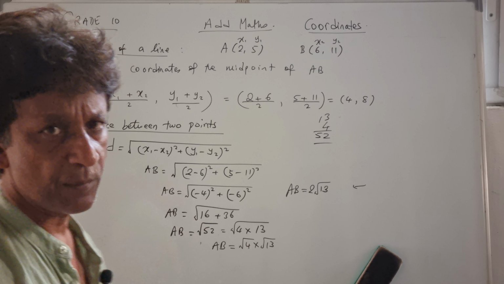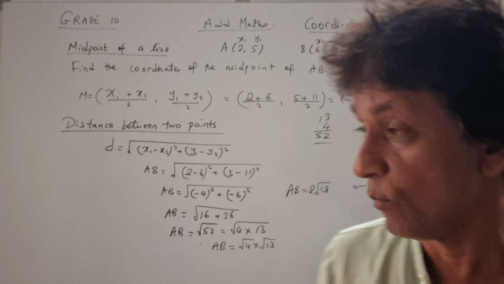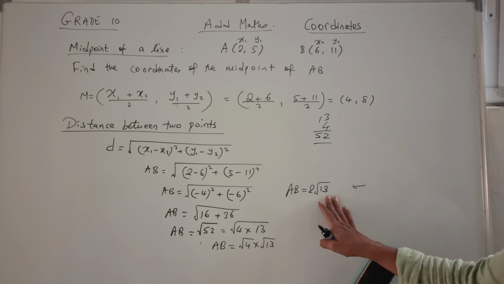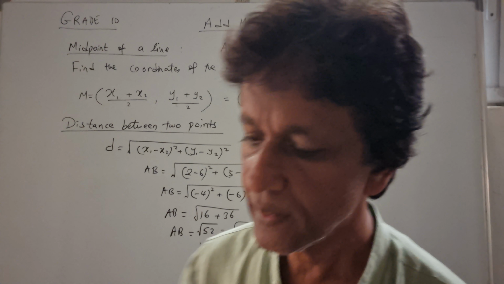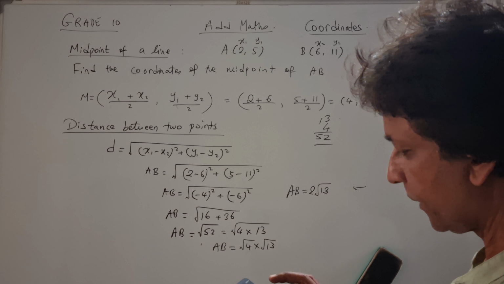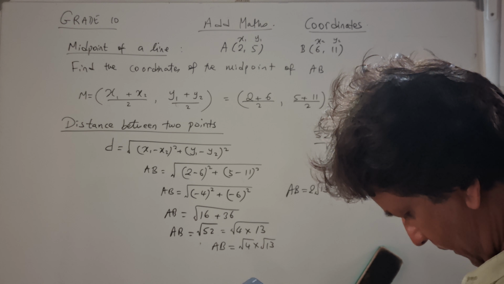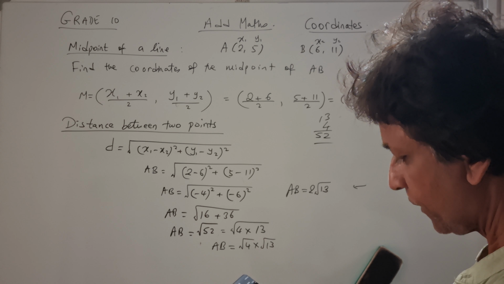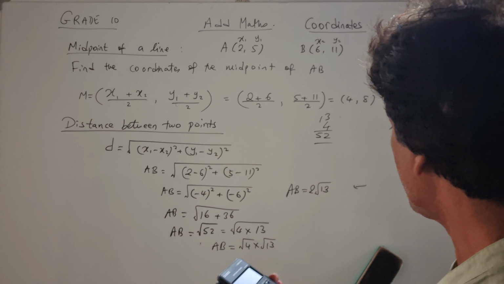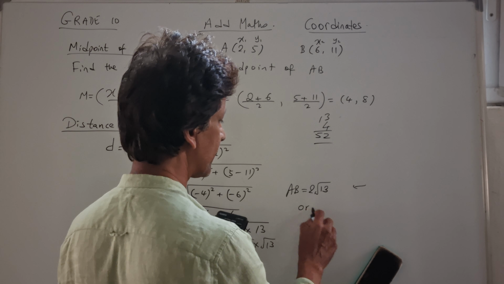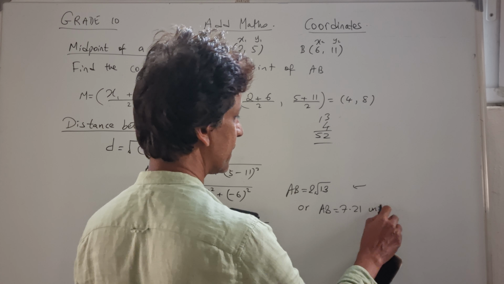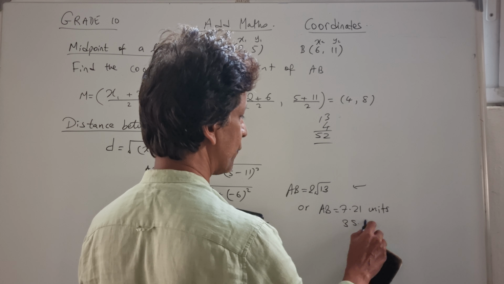Now, if you are doing paper 1, you're not going to be allowed to use a calculator anymore. They might be expecting the answer to be in surd form. Other than that, you can use a calculator and find the decimal value of that. You're simply going to put square root of 52. It turns out to be 2 root 13, and so that's going to be 7.21. Or we could say AB is equal to 7.21 units to 3 significant figures.